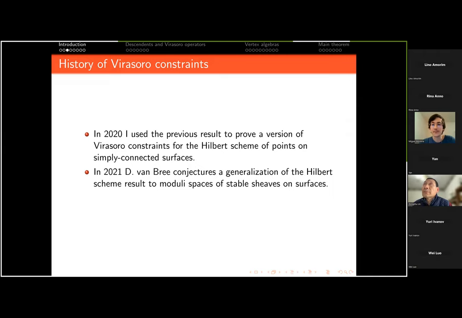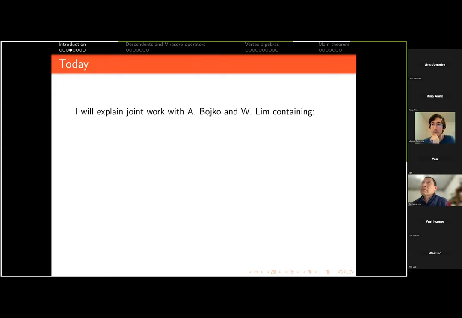But okay. So after my paper, Dirk van Bree conjectured the generalization of this result for Hilbert scheme of points to moduli spaces of higher rank stable sheaves on surfaces. So Hilbert schemes of points are basically rank one, and so he conjectured something for higher rank. And so at this point, it becomes kind of clear that there should be a much more general story behind this. And that's essentially what I'm going to talk about today. So I want to explain.